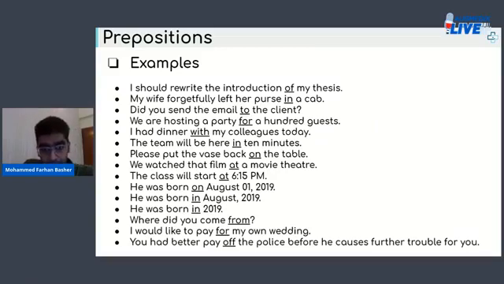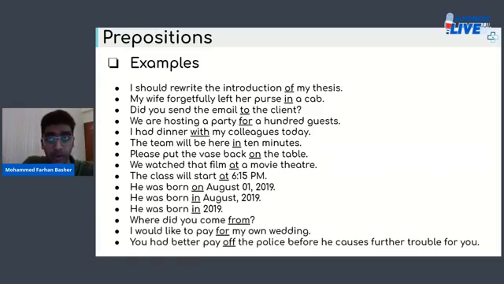You could possibly say that I should rewrite the introduction to my thesis. That, if you did so, would be correct. However, going with of is also correct. I should rewrite the introduction of my thesis. I should rewrite the introduction to my thesis. Both are actually fine. Okay, my wife forgetfully left her purse in a cab.